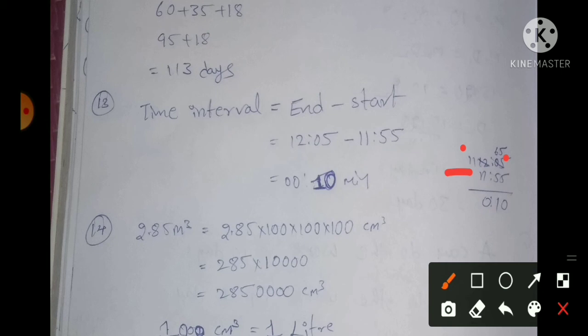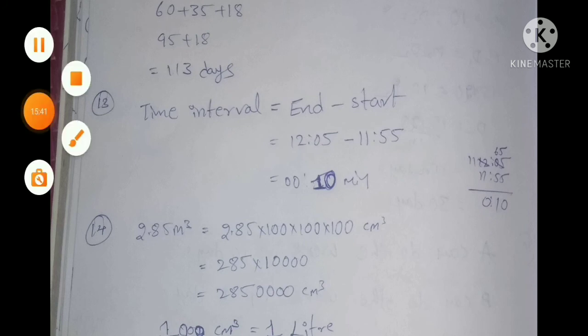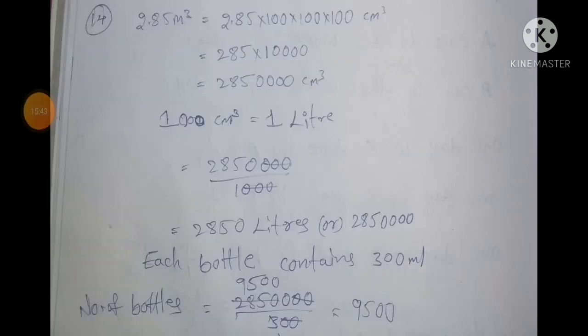The next question, how many bottles of 300 ml capacity can be filled from the pot which contains 2.85 meter cube oil? So here we have meter cube. First we need to convert meter cube into centimeter cube because 1000 centimeter cube equal to 1 liter. So 2.85 into 100 into 100 into 100. For each meter we need to convert into centimeter, that's why 100 into 100 into 100.